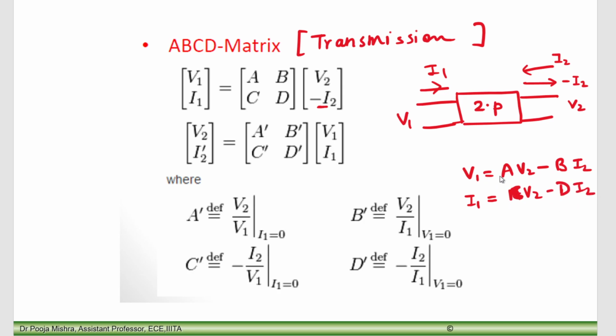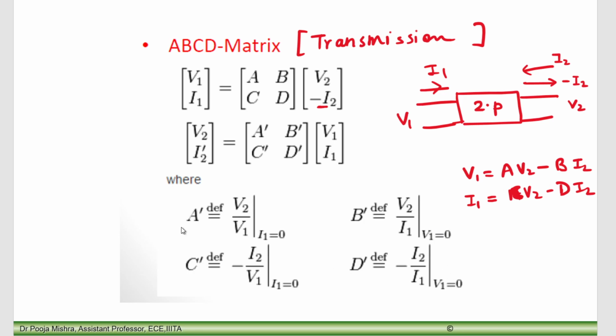So A will be equal to V1 by V2 when I2 is equal to 0. C will be equal to I1 by V2 when I2 is equal to 0. This means A and C are determined when port 2 is open circuited, and B is equal to V1 by minus I2 when V2 is equal to 0, and D is equal to I1 by minus I2 when V2 is equal to 0. So two parameters are determined when one of the ports is open circuited, and the other two are determined when one of the ports is short circuited.